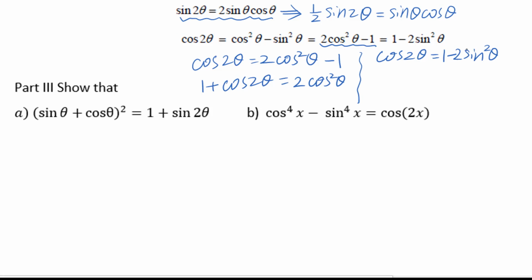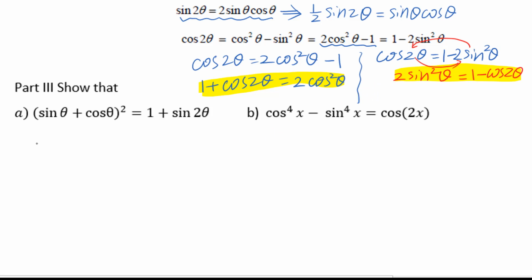cross the river, change the sign. You will get 2 sine square theta equals 1 minus cosine 2 theta. So this is a twisted form of the double angle identities. We will use this a lot for verifying double angle identities.